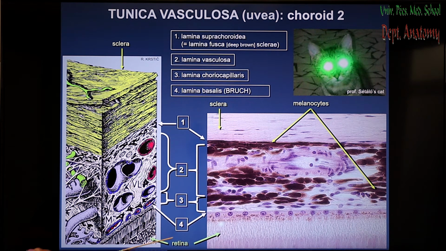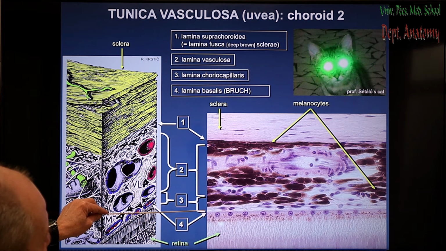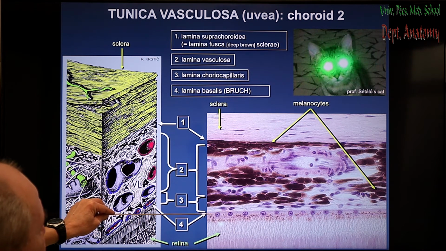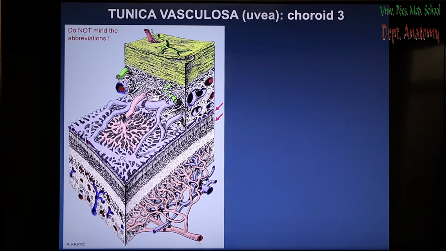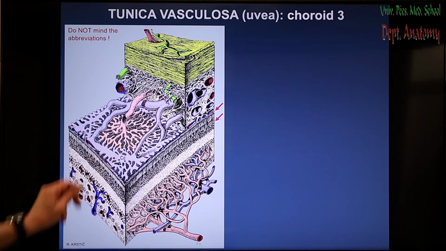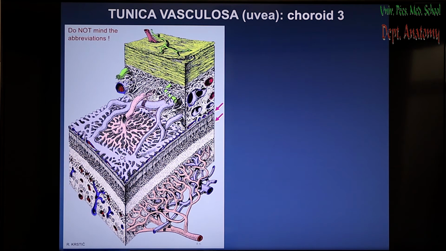Deep to it, the last layer is a basement lamina again. This one is lamina basalis, or the Bruch's membrane, named after Bruch. Do not mind the small abbreviations on the picture of Professor Kirstich. Just look at the beautiful illustration of the extremely nice and rich capillarization on the outer surface of the retina. That is the choriocapillary layer.